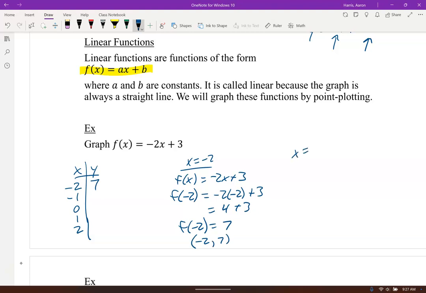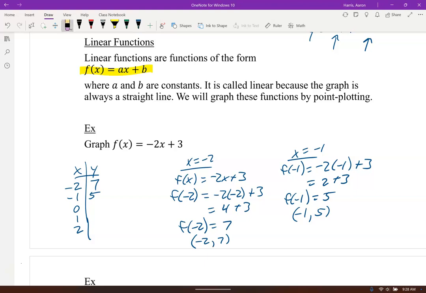Now let's do it for -1. f of -1 is -2 times -1 plus 3. 2 plus 3 is 5. f of -1 is 5, so when x is -1, y is 5. That's -1 comma 5, and I put it on my table there. And then I go ahead and do it for 0, 1, and 2. Let me erase these so I have a little room here.